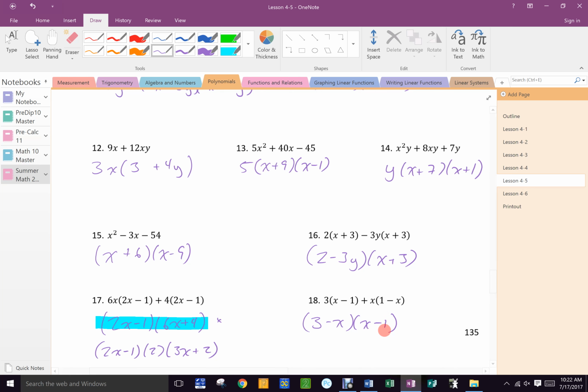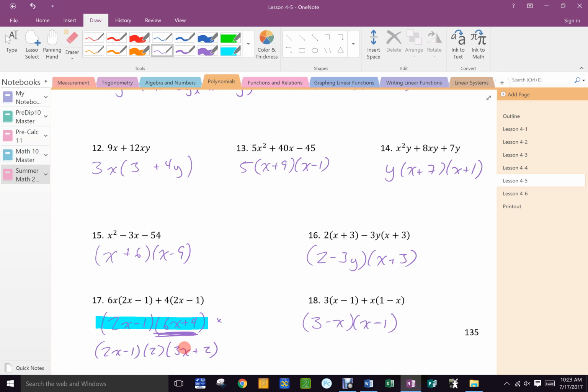Everybody goes 135. The one highlighted, a great many of you are going to stop there. But you can't stop there, because this part right here, you can take a 2 out. Everybody good? Yeah.